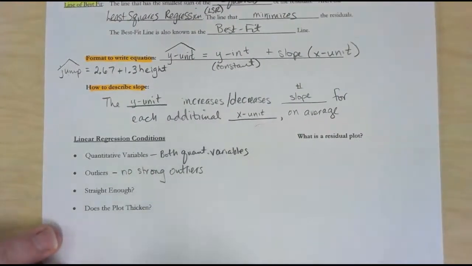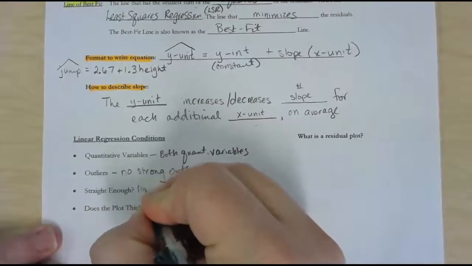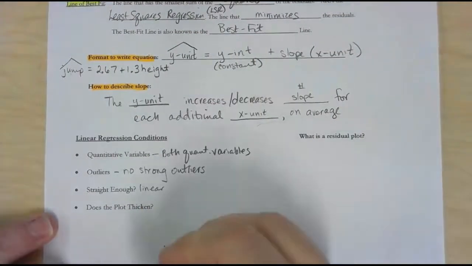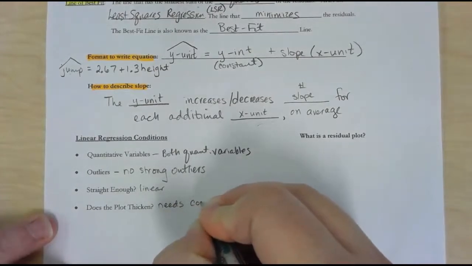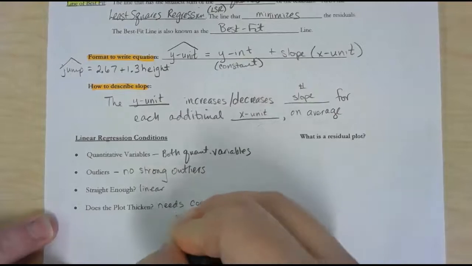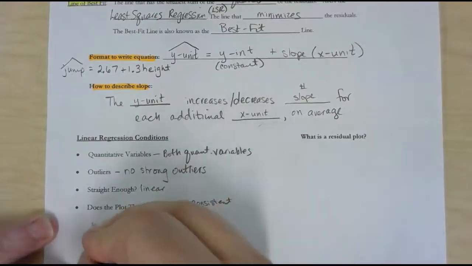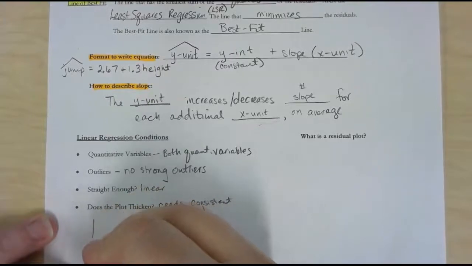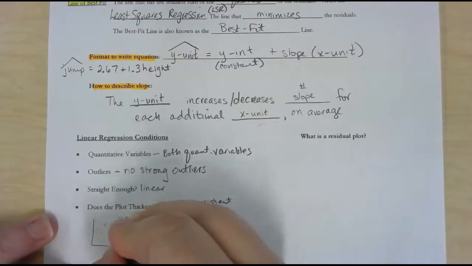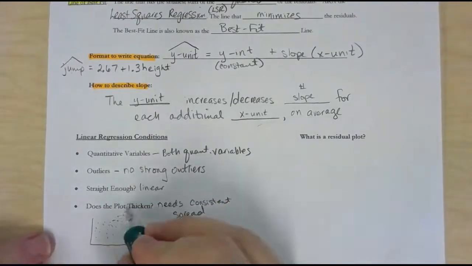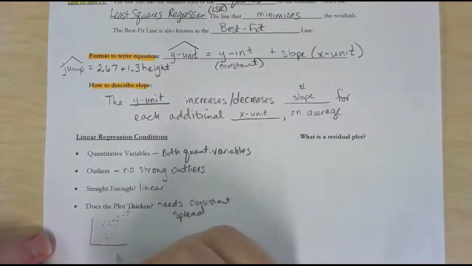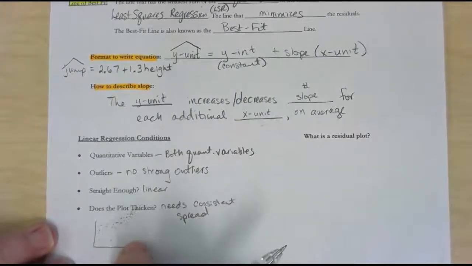Is it straight enough? Does it look linear? And then, does the plot thicken? This needs to have consistent spread. So essentially what that means is, let's say I have a graph, and at the beginning the points are kind of far apart, but then as you go up further, they get closer together. So what it kind of looks like is a tornado, right? If I actually draw this out, it looks like a funnel of a tornado. We don't want that. This is bad.